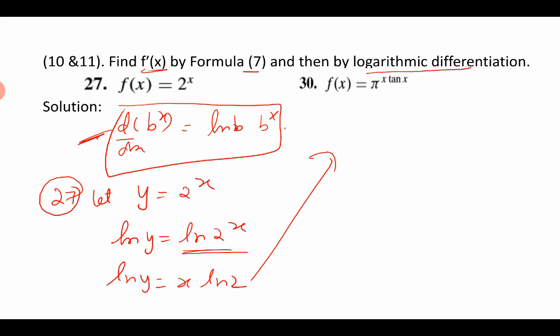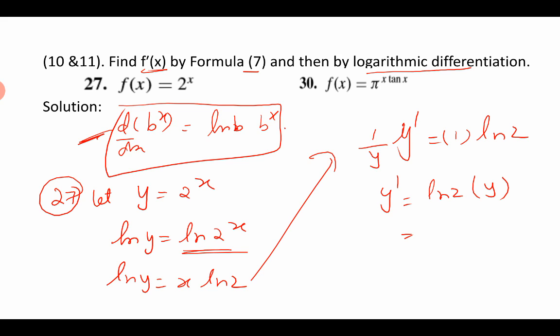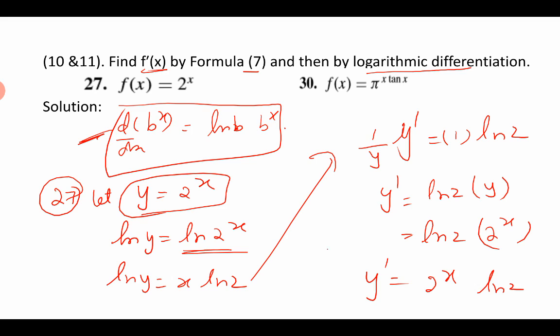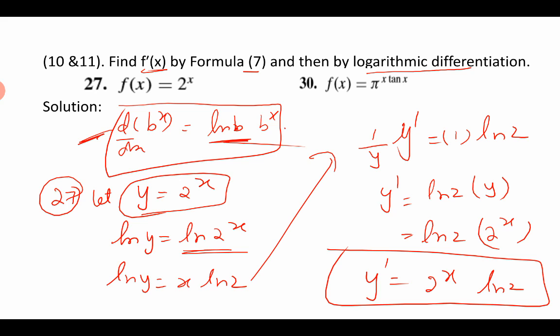Now differentiate both sides. This is 1 over y into y prime. On the right side, x is the variable, so the derivative is 1, ln 2 is constant, and y prime is ln 2 times y. Y is given here as 2 power x. So the answer is dy by dx is 2 power x into ln 2. Directly using the formula, I will get the same: ln b, which is ln 2, and 2 power x.